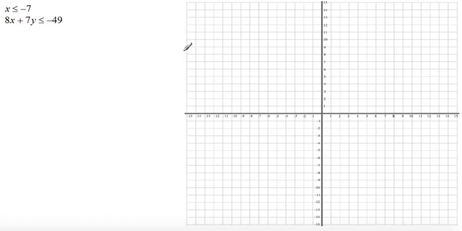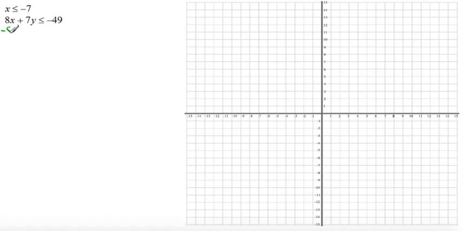Example 24, solve the system of linear inequalities and give an example of one solution, an example of one non-solution. So the first inequality is in proper form. The second one, however, has to be in slope-intercept form. We have to get it in slope-intercept form first before we do anything.